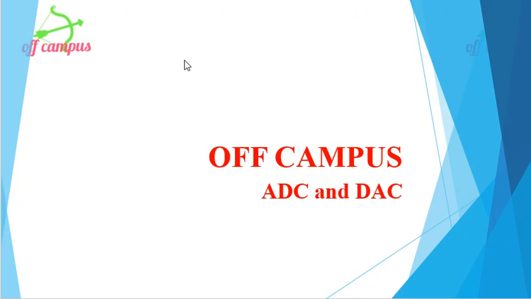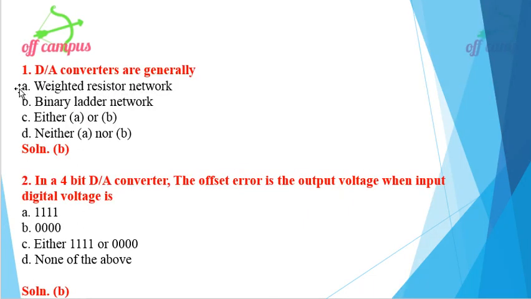In this video, we are going to see some questions and answers on analog to digital converters and digital to analog converters. Let's start. First question: DA converters, digital to analog converters, are generally weighted resistor network, binary ladder network, either A or B, neither A nor B. The right option is B, binary ladder network.